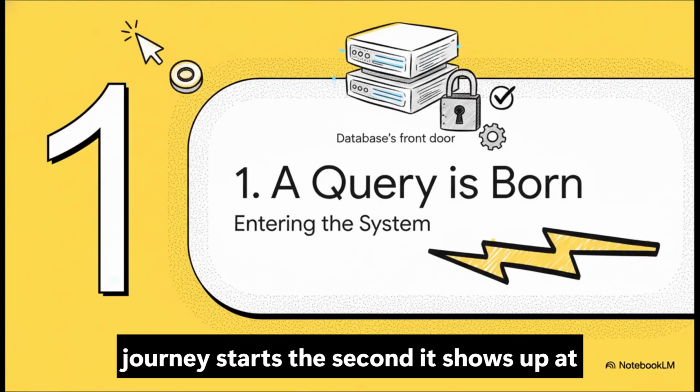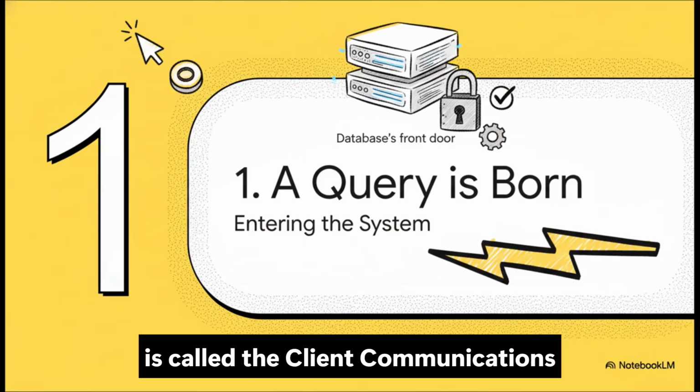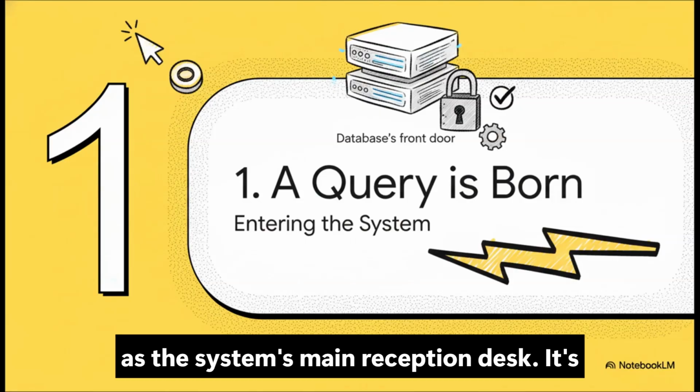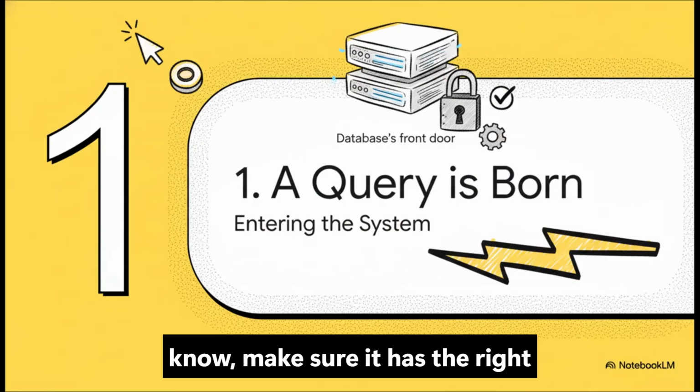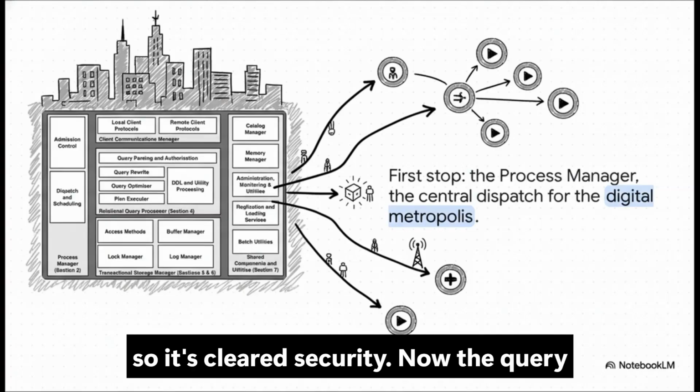So our query's journey starts the second it shows up at the database's front door. This first stop is called the Client Communications Manager. You can pretty much think of it as the system's main reception desk. It's the one that checks the query's ID, makes sure it has the right credentials, and sets up a secure connection before letting it inside.